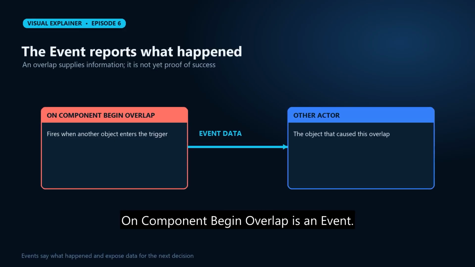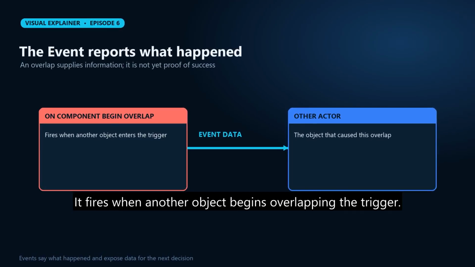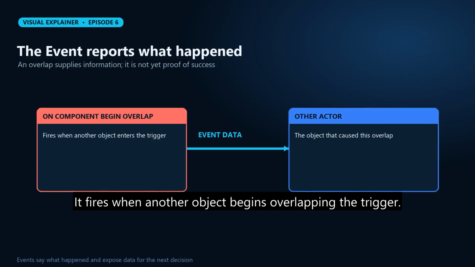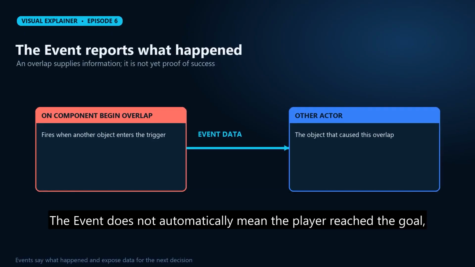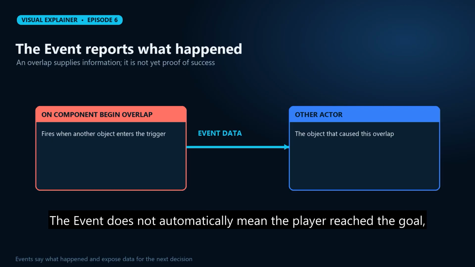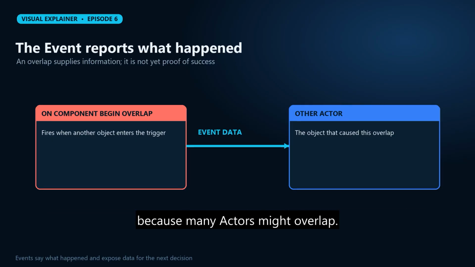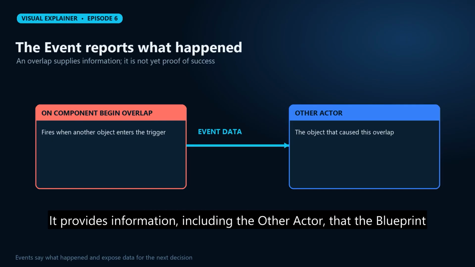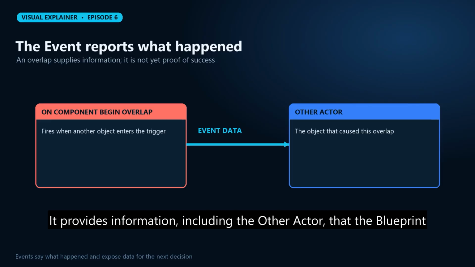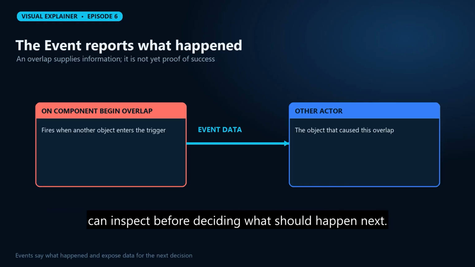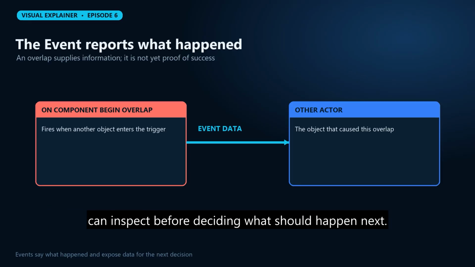On component begin overlap is an event. It fires when another object begins overlapping the trigger. The event does not automatically mean the player reached the goal because many actors might overlap. It provides information, including the other actor, that the blueprint can inspect before deciding what should happen next.